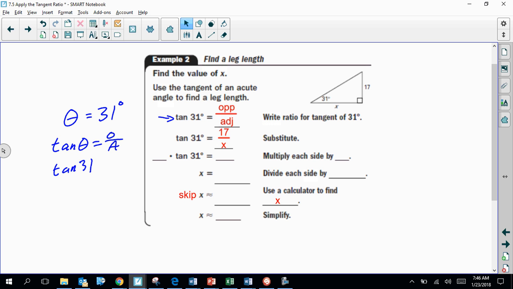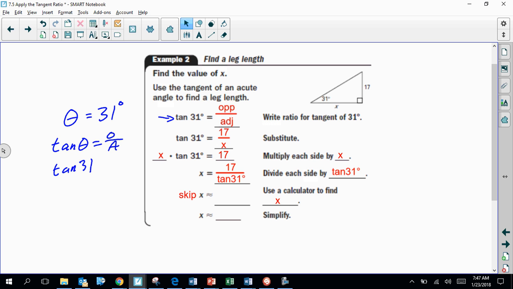Since x is in the bottom of the fraction, we multiply both sides by x to get it out of the denominator. And we wind up with x times the tangent of 31. Well, now we have to get x by itself. We've gotten it out of the denominator, so now we have to get x by itself. Since tangent of 31 is multiplied to x, we move it to the other side of the equal sign through division, and we wind up with x equals 17 divided by tangent of 31.